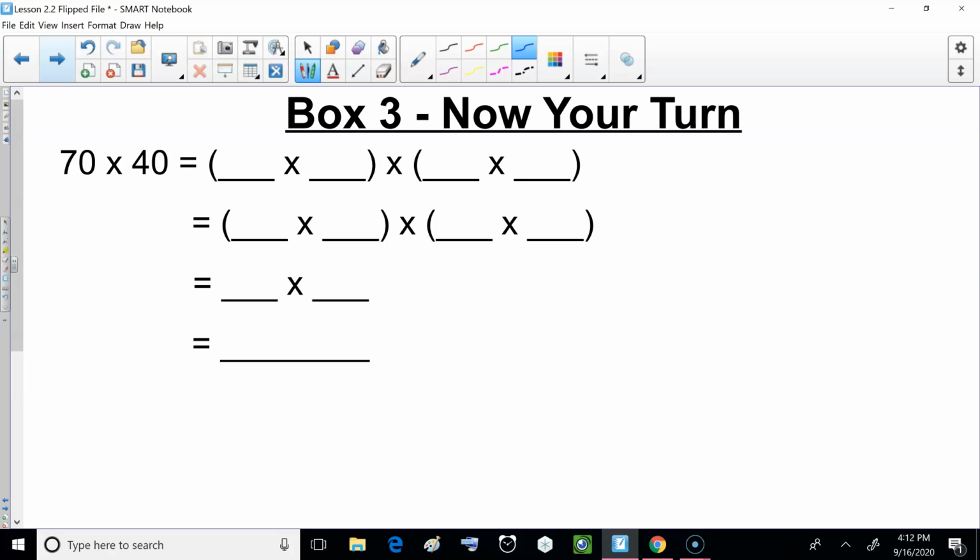Our next problem will be 70 times 40. So you do the same thing, breaking apart those numbers and see if you can come up with an answer of what is 70 times 40. Pause the video and give it another of your best shot.